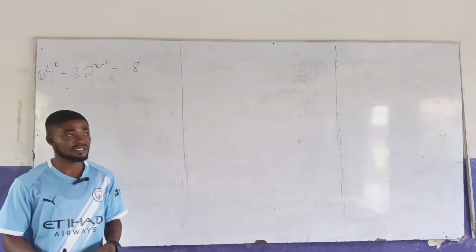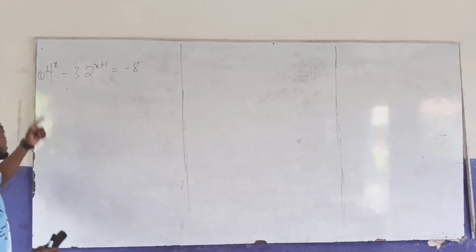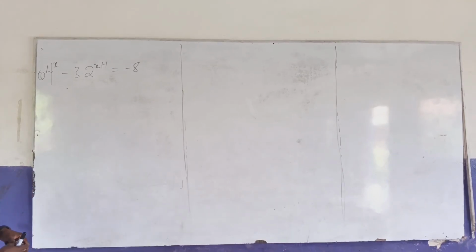I have three sets of questions I want us to look at. The first question reads that we should solve for x if we have 4 raised to the power x minus 3 times 2 to the power x plus 1 is equal to minus 8.